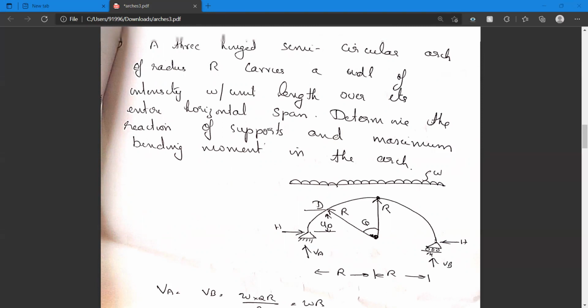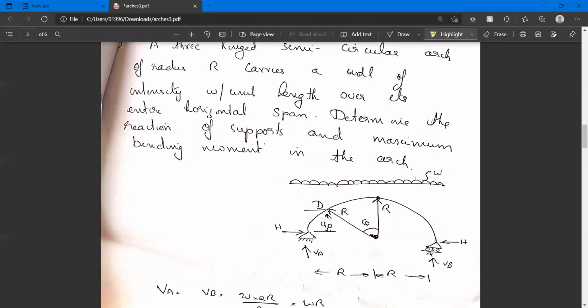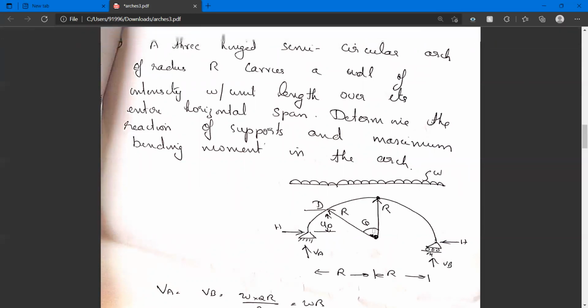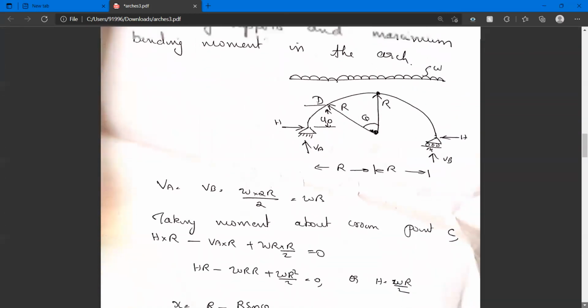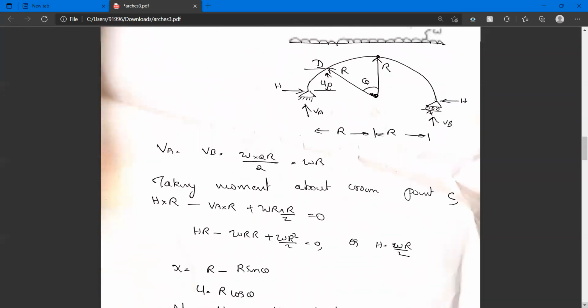Again, you can see the figure. Here UDL is acting. The circular arch is of radius r and an angle theta is shown there. So, like in the earlier problem, we can first find out the vertical reactions. Here UDL is there, so both the vertical reactions are equal and we can find them out.